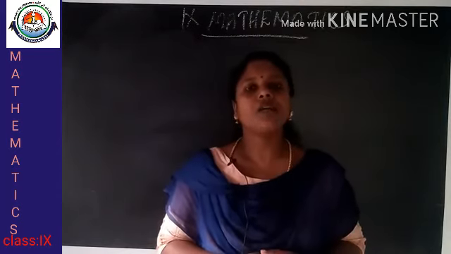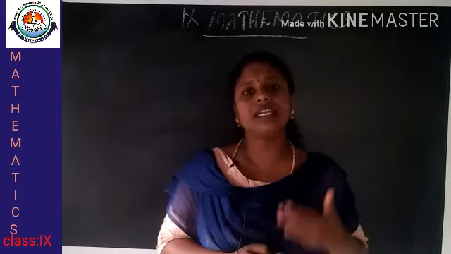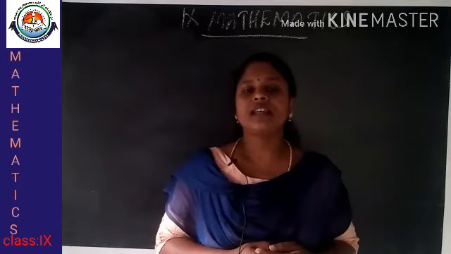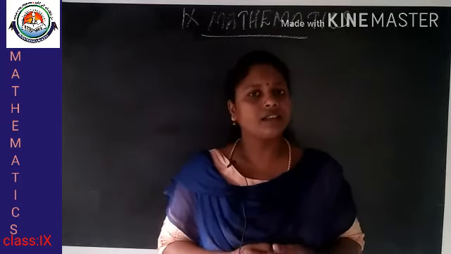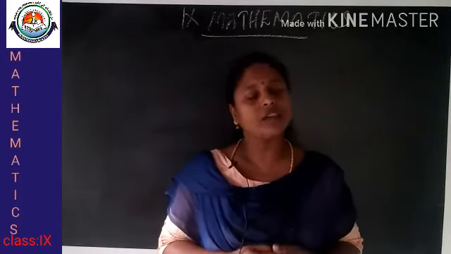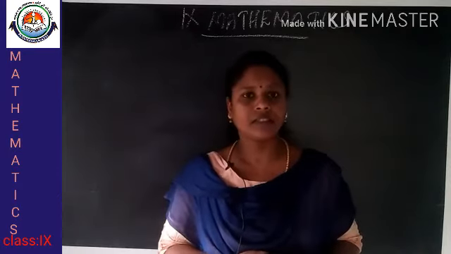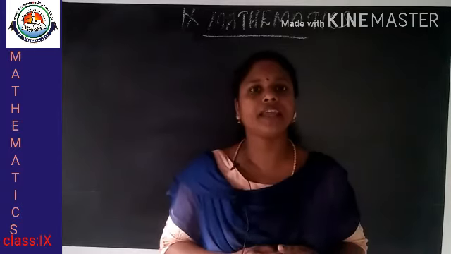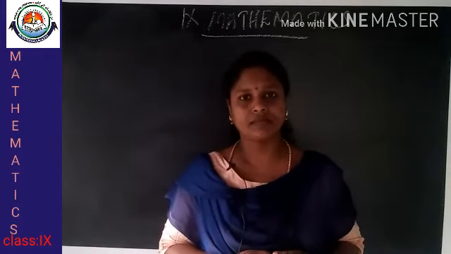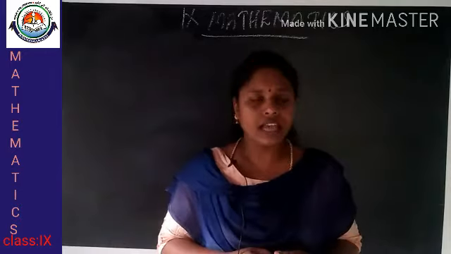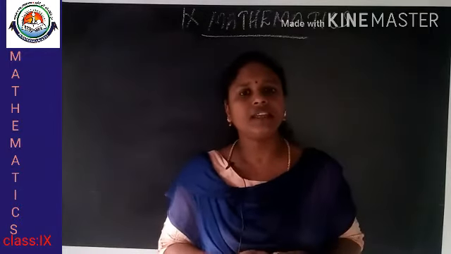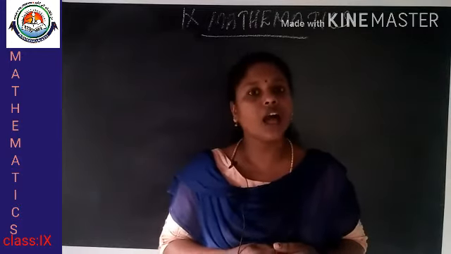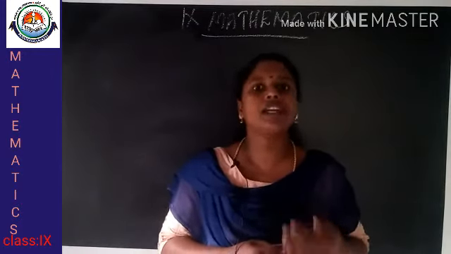We have already studied different figures, that is triangles, rectangles, squares, quadrilaterals, like that. And we also studied how to find the perimeters and areas of these figures. In this chapter, we are going to study the area of a triangle. How to calculate the area of a triangle, we already studied.